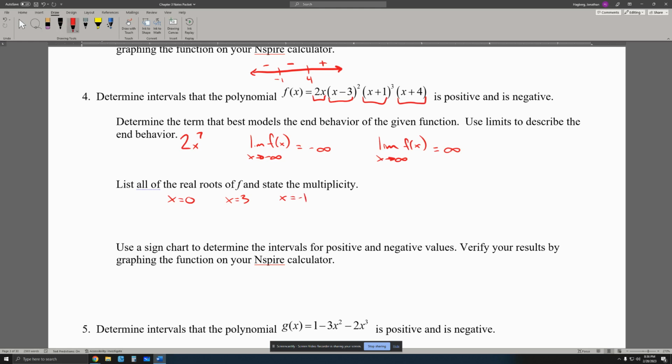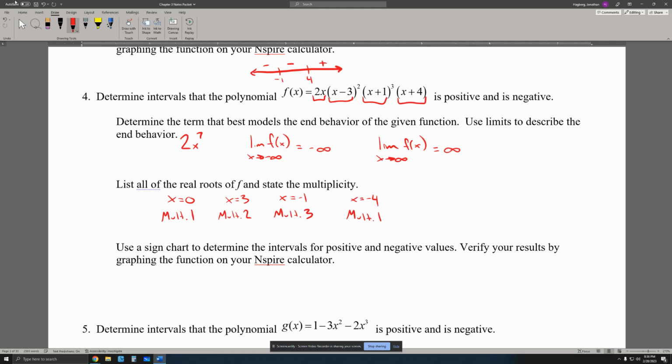We have x equals -4. So these are all of our distinct zeros. At x equals 0, the multiplicity is 1. This 0 occurs once. At x equals 3, the multiplicity is 2. At x equals -1, the multiplicity is 3. And at x equals -4, the multiplicity is 1.